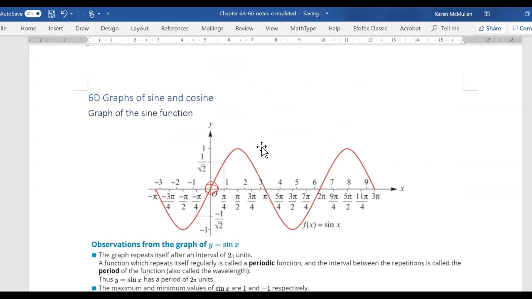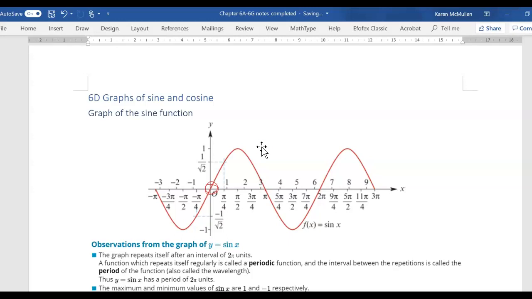Now the graphs are infinite. They keep going. Usually we have a restricted domain though. You do need to know the general solution, so we'll do that in a separate video. But usually if you're just looking at solutions, you look at solutions over a restricted domain.